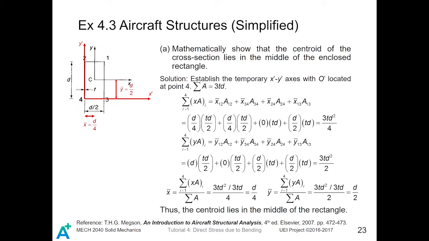The areas of 1-2 and 3-4 are both td divided by 2, while the areas of 2-4 and 1-3 are both td. The first moment of area of this rectangular cross-section about the y prime axis is given by 3td squared divided by 4. Similarly, the first moment of area about the x prime axis is given by 3td squared divided by 2. Consequently, the average values of x and y are found to be d over 4 and d over 2 respectively, which is just the position of the centroid. That is, the centroid lies in the middle of the rectangular cross-section.